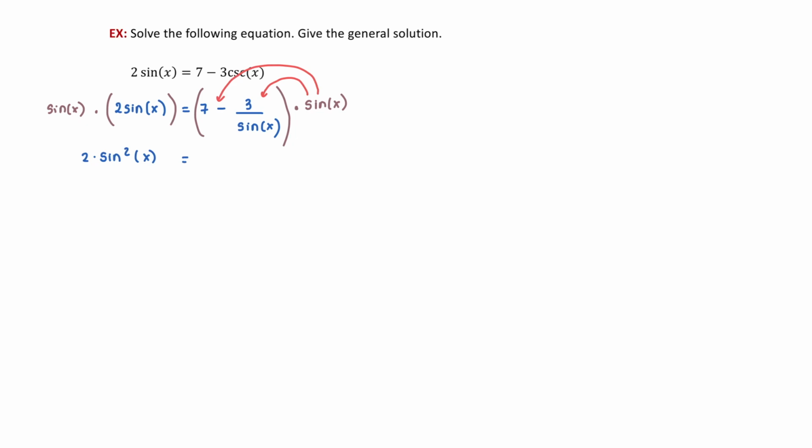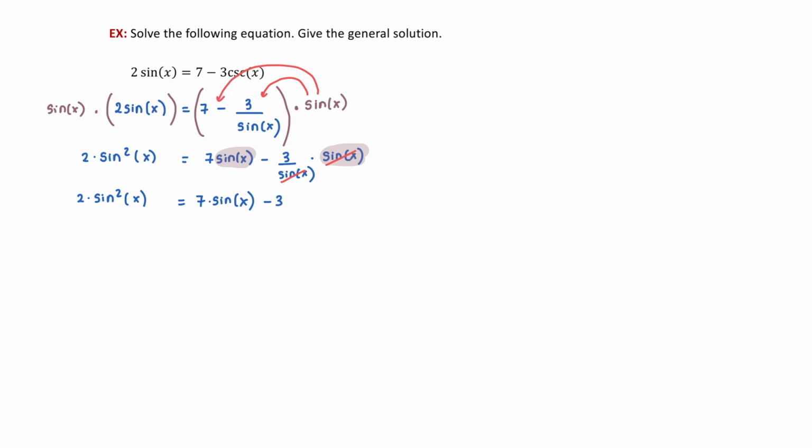So then we are going to have 7 times sine x minus 3 over sine x, times sine x. Right? So notice again, here it is. Sine x multiplied 7 and sine x multiplied 3 over sine x. But what is really nice now is that the sine x will divide each other out. And now we are going to have 2 times sine squared x equals 7 times sine x minus 3.